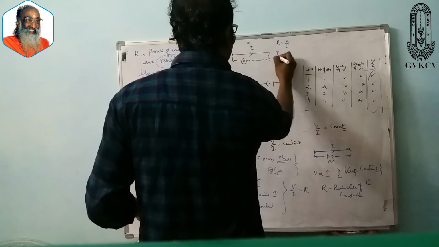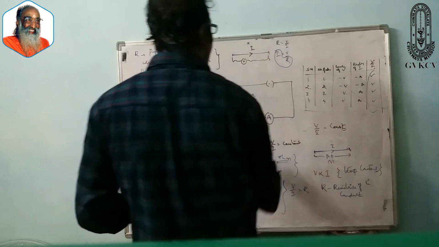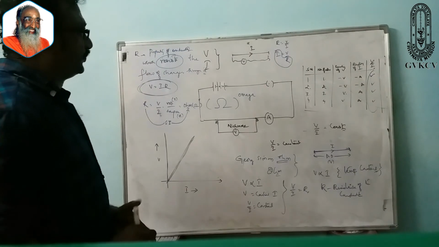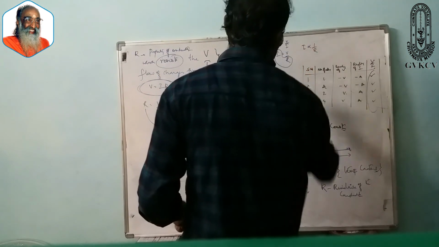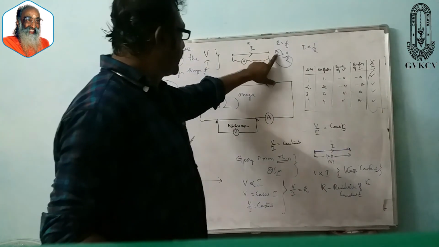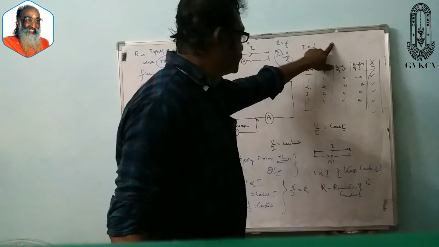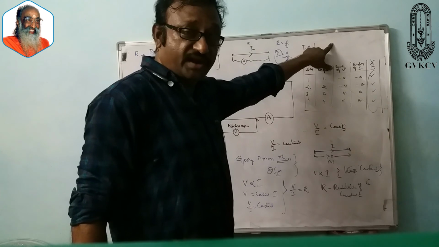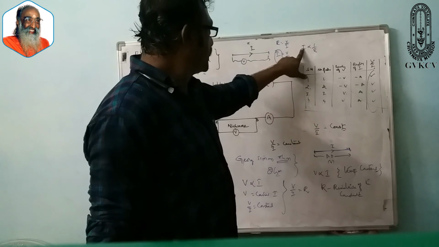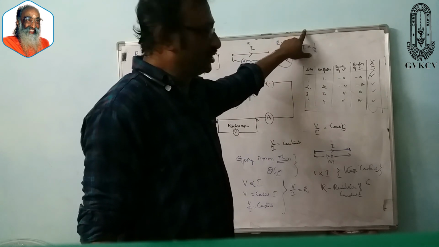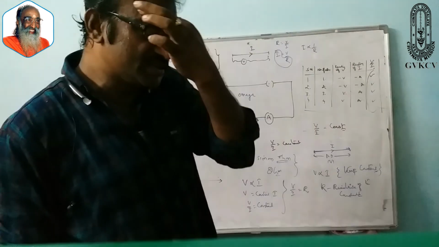So just observe how I and R are related to each other. If V is constant, I is inversely proportional to R, isn't it? That means if the resistance of a conductor increases, the current in the conductor decreases. If the current in the conductor increases, that means the resistance of the conductor has decreased. That means if we decrease the resistance of a conductor, the current in the conductor increases.